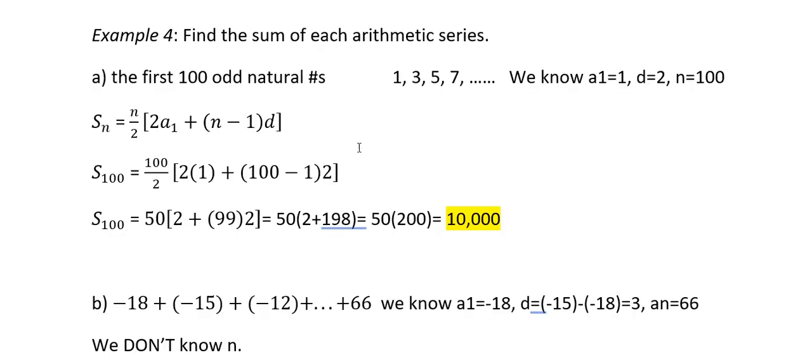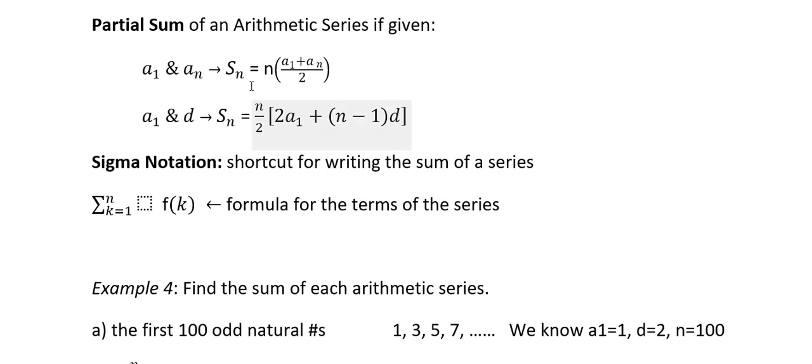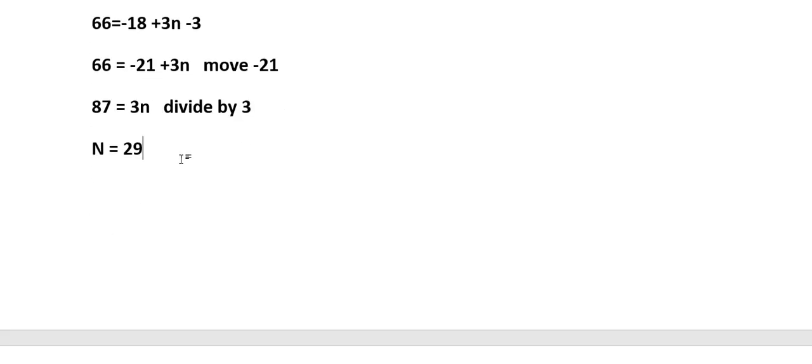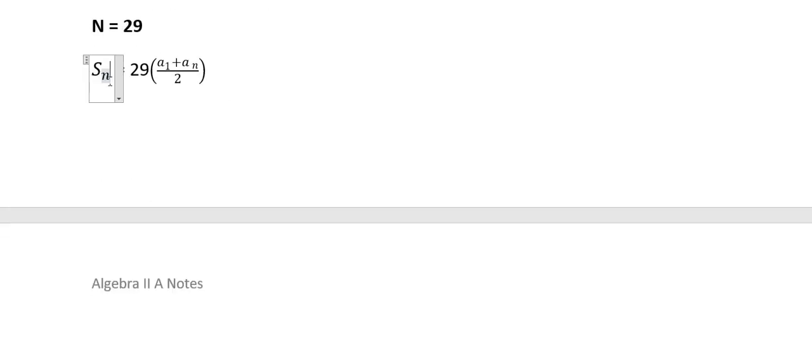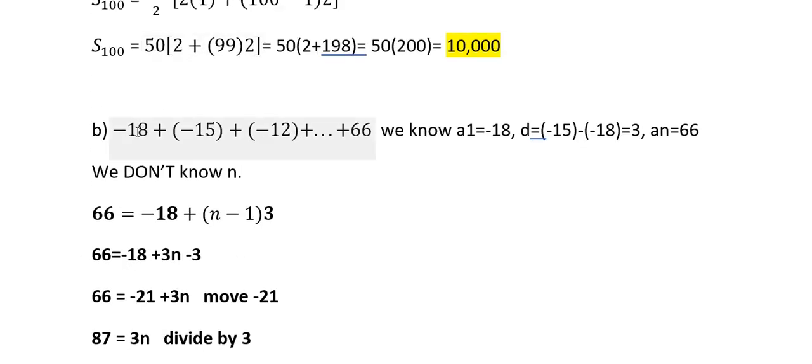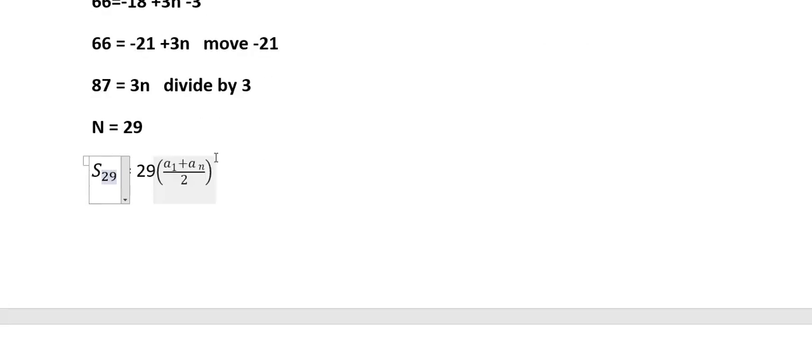And we can go back up here. Let's just use the other equation because we know n, we know A sub 1, we know A sub n, and this one is just a little bit easier to use. So we're going to use this equation and fill in what we know. The sum will be, n is 29. Oops, we're looking for S sub 29. Our initial A was negative 18 and we ended with 66. So negative 18 plus 66 over 2, and we're just going to do this math.